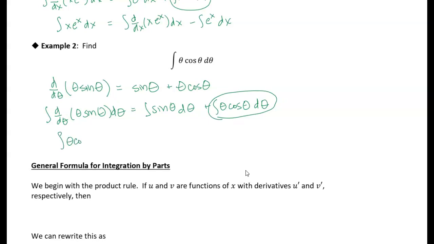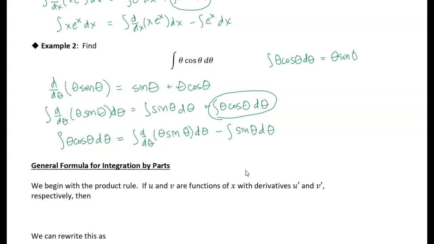The integral of theta cosine theta d theta then is equal to the integral of this derivative with respect to theta, theta sine theta d theta, and then minus the integral of sine theta d theta. Okay. All right, so this is what I want. So I'm going to rewrite it up here. The integral of theta cosine theta d theta is equal to, now I take the integral of the derivative, and that just gives me that function, theta sine theta, okay, minus the integral of sine theta.